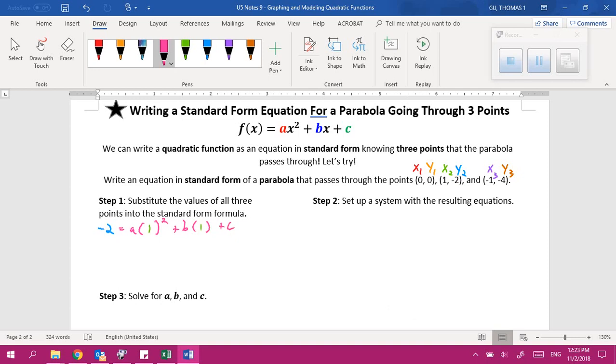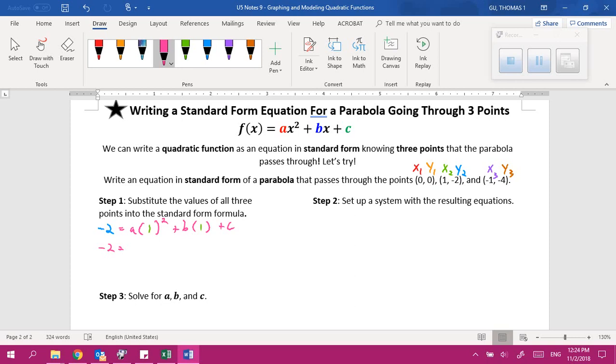Yeah. That's why it's important to have those labels to keep them together. So now we're just going to simplify this, and that's going to give me one of my equations that I'm going to use in the system. So if I simplify this equation, it's going to be negative 2 equals, what do we need to do first here with the a1 squared? Square. We need to square it first.